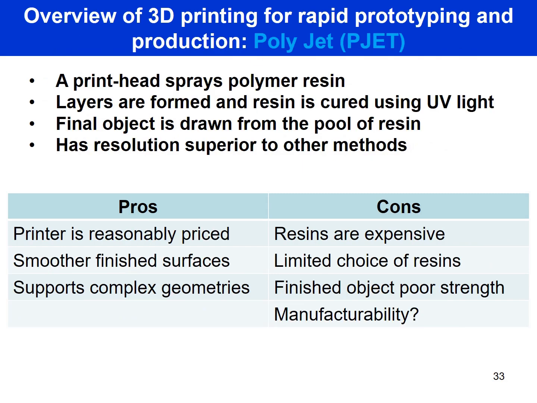PolyJet, or PJet, uses a printhead that sprays a polymer resin. The layers are formed and the resin is cured using UV light. The final object is drawn from the pool of resin and has resolution superior to other methods.